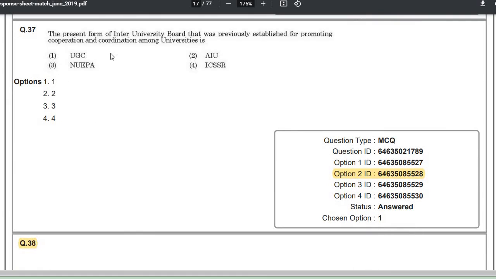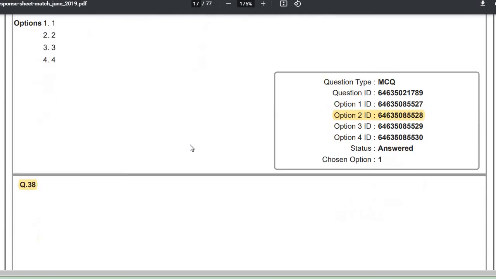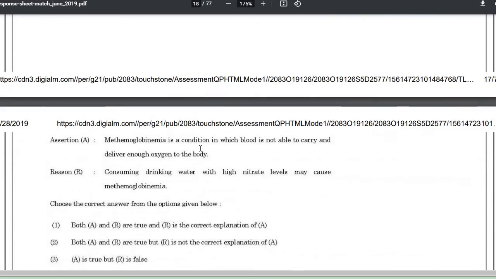Next, the present form of the inter-university board that was previously established for promoting cooperation and coordination among the universities is called NUEPA. Option 2 is the correct answer. So NUEPA is the correct answer. This is the present form of the inter-university board. Okay, now coming to question number 38, that is assertion.